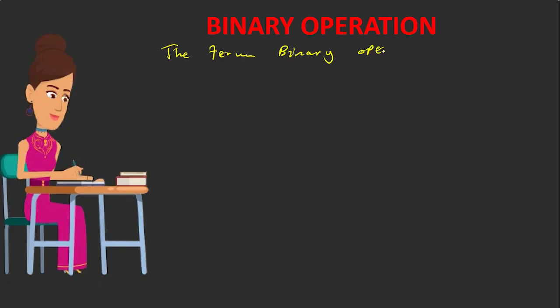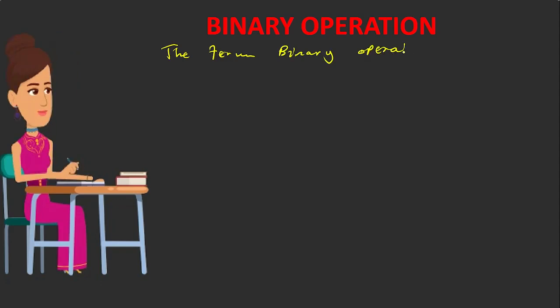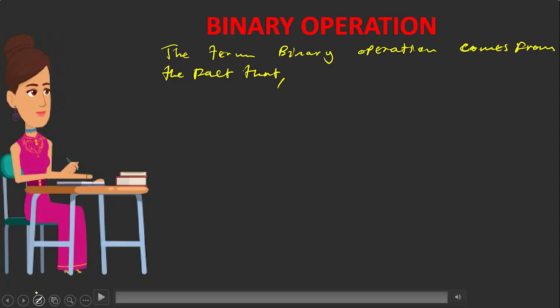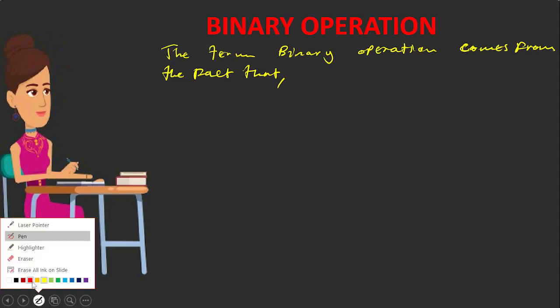the term binary operation comes from the fact that this operation normally acts on two numbers. So the term binary operation just comes from the fact that the operation works on two numbers.